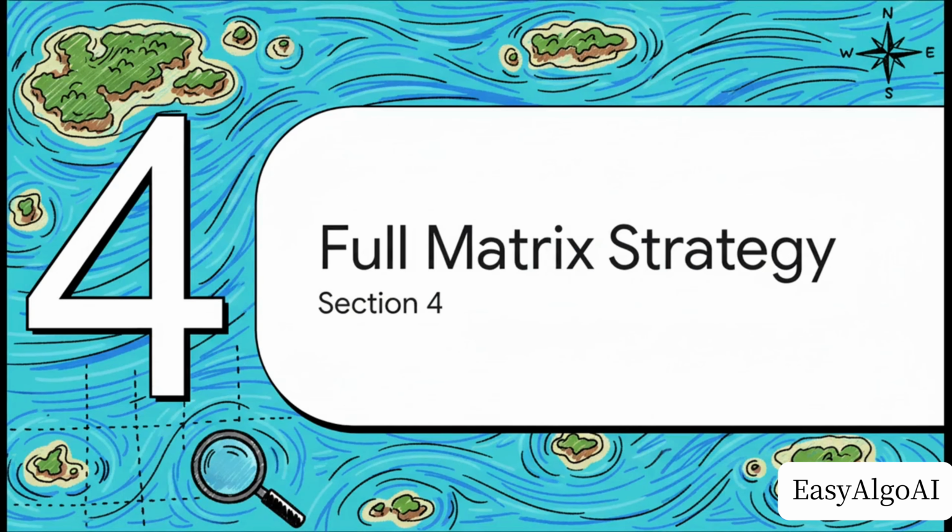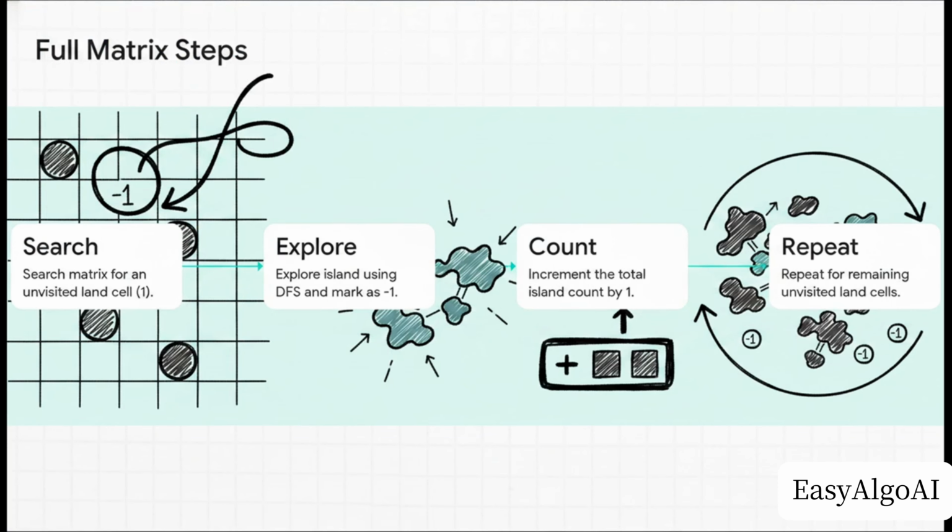Section 4, the full matrix strategy. We mapped one island, so let's zoom out and map the whole ocean. Here's the master plan. These are the 4 overarching steps you're actually going to write in your code. Step 1, search the matrix cell by cell, starting from 0, 0, until you find a 1. Step 2, pause the search and trigger your DFS function to explore and sink that entire island to -1s. Step 3, increment your island counter by 1. Step 4, resume your search exactly where you left off until you hit the very end of the matrix.